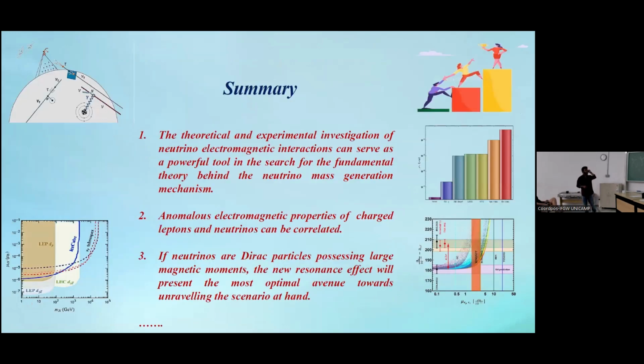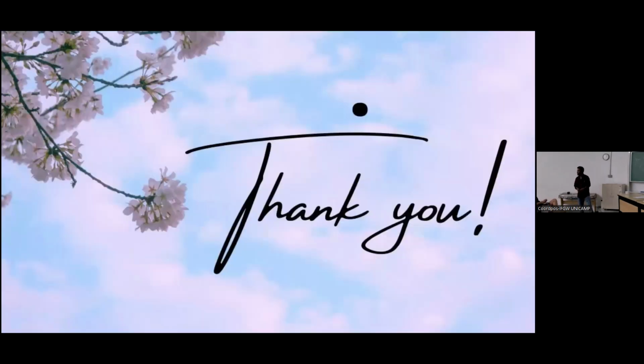So this is the summary. Theoretical and experimental investigation of neutrino electromagnetic interaction can serve as a powerful tool in the search for the fundamental theory behind neutrino masses. Second, which is quite important, the electromagnetic properties of charged leptons and neutrinos can be correlated. We also find that Dirac particles with large magnetic moments show this new resonance effect, the most optimal option we can look for to unveil the scenario. Thank you very much.